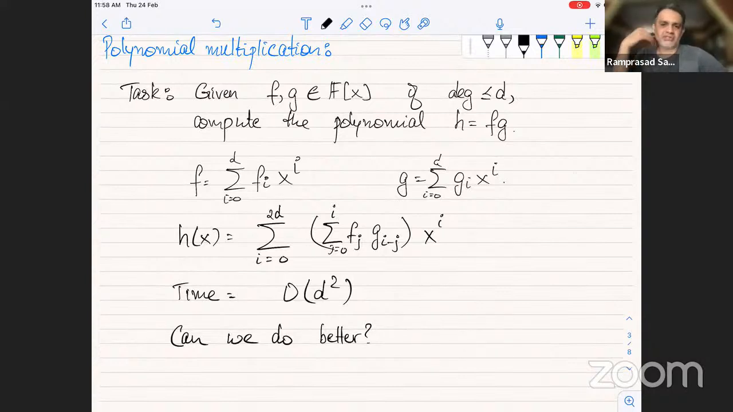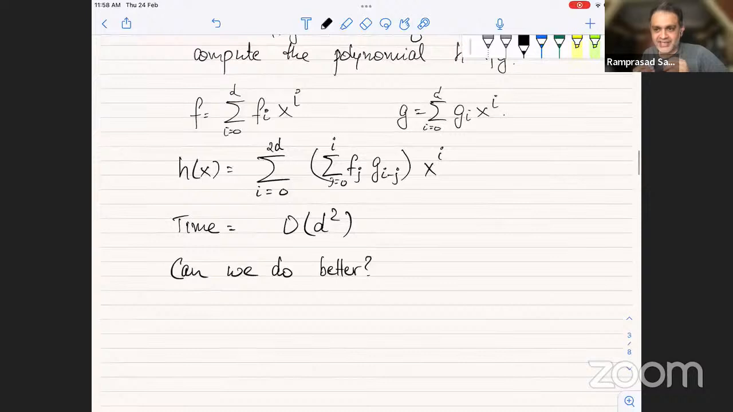Is d squared really the best possible algorithm we could come up with, or can we come up with a better algorithm? It's one of these things where if I ask people for ideas, there's a possibility that you might just jump straight ahead. So I'm going to instead tell you what I'm looking for, and then we will do that.